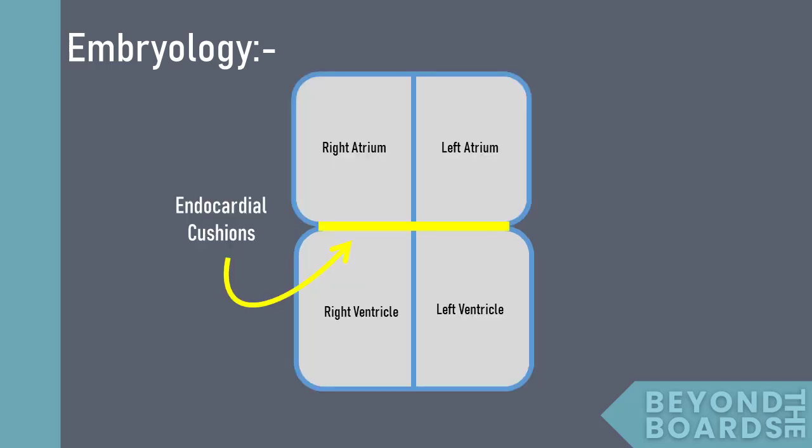Let me first introduce you to an embryologic structure called the endocardial cushions. These are essentially the structure that divides the atria from the ventricles and are sitting between them. I mention this just so that you don't get confused when I bring them up, and they also play a role in the development of the atrial septum.